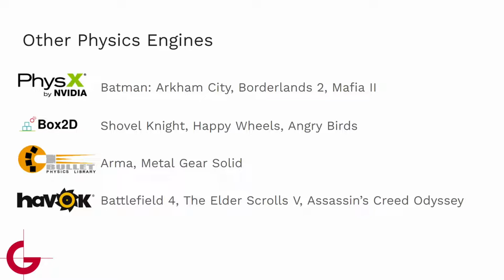The Bullet physics library is used by Arma and Metal Gear Solid, and finally we have the Havok physics engine, which is also very popular. It is the physics engine responsible for the destruction system, a very impressive system in the Battlefield games. The examples I have here are Battlefield 4, I believe Battlefield 5 also uses Havok physics, Elder Scrolls 5, and Assassin's Creed Odyssey.